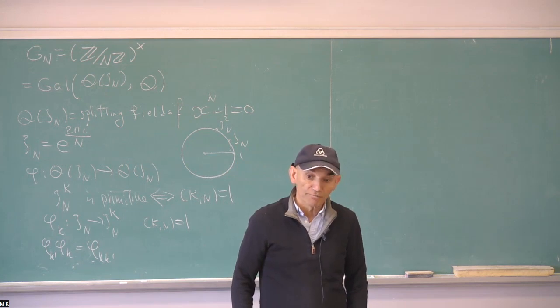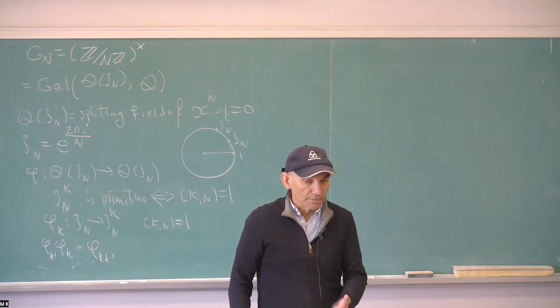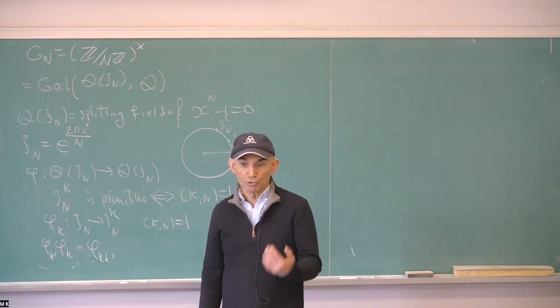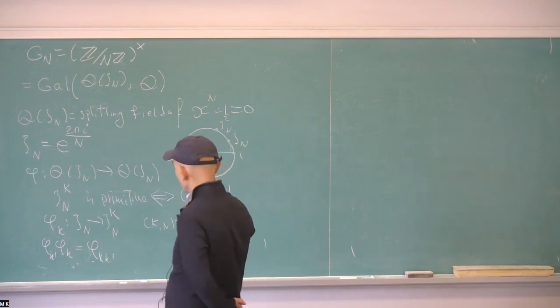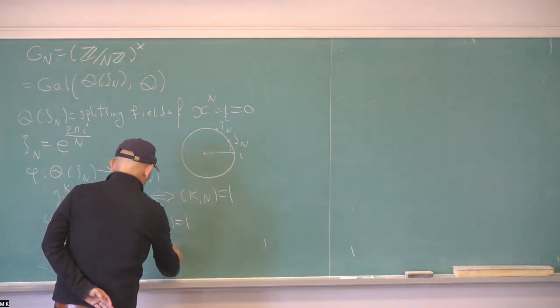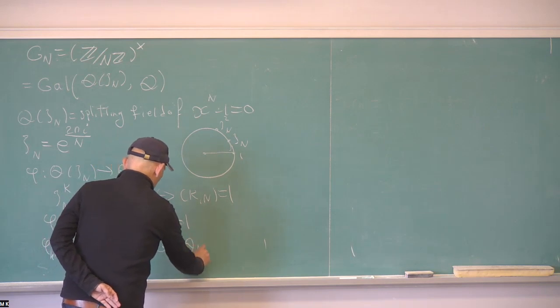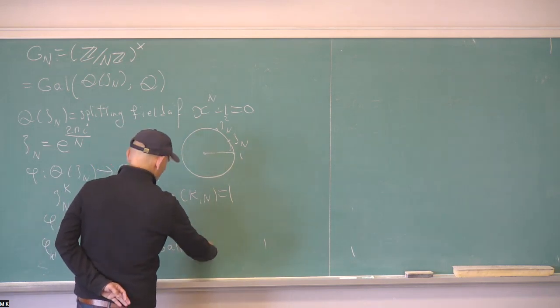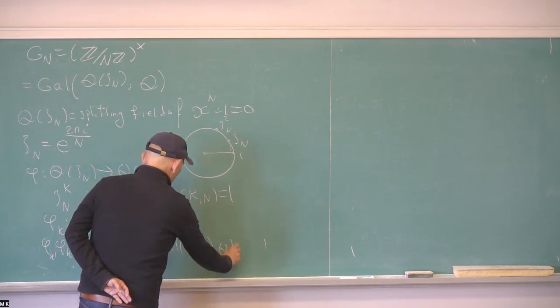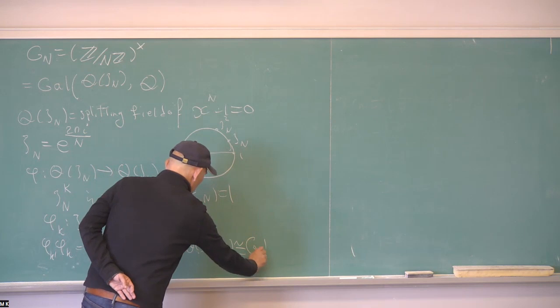So this means that these two groups are exactly isomorphic: the Galois group of the cyclotomic field Q(C_N) of order N over Q is isomorphic to the group of units modulo N, G_N.